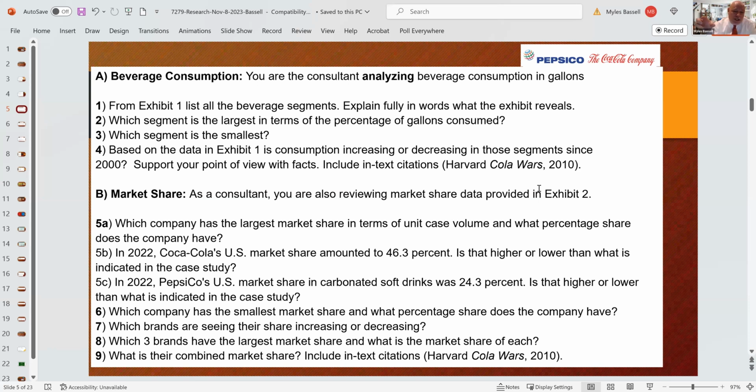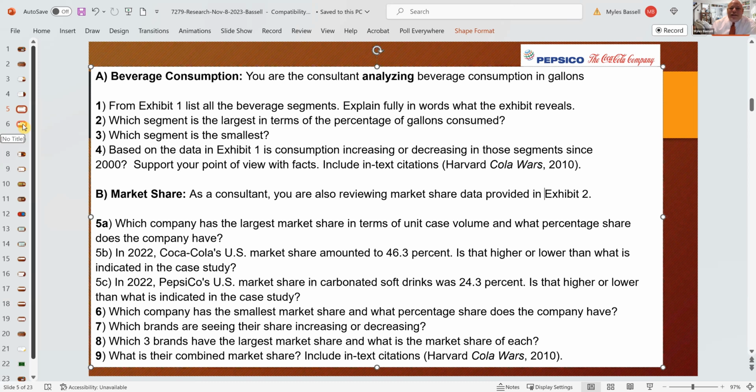So that's why I'm asking those questions, question 8 and question 9. Which 3 brands have the largest market share, and what is their combined share? Because I want us to think about the level of concentration, because that's an indication of market attractiveness. Questions about that? Okay.